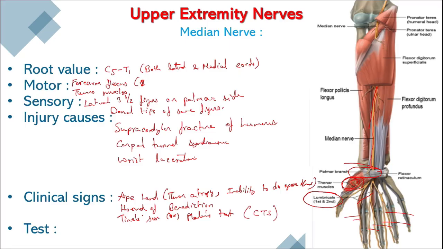If any patient has an injury at the elbow, like a supracondylar fracture, then there is hand of benediction, where the patient can't flex the 1st and 3rd fingers on making a fist. That part we call hand of benediction. And at the wrist we can see carpal tunnel syndrome, because of thenar muscle wasting and sensory loss, and Tinel's and Phalen's signs are positive. These are the things we can see in median nerve.